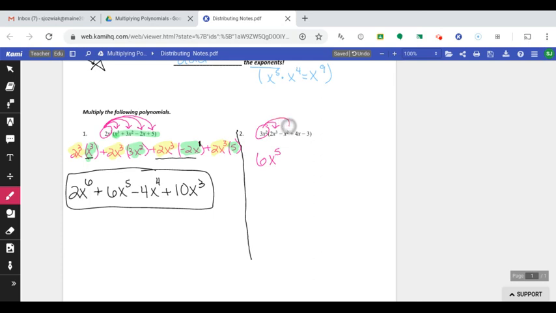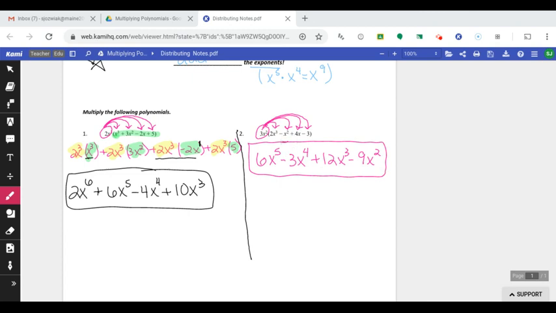Then we're going to do 3x squared times -x squared. And that's going to become -3x to the fourth. 3x squared times 4x is going to give us a positive 12x to the third. And then 3x squared times -3 is going to give us -9x squared. And there's our final answer.